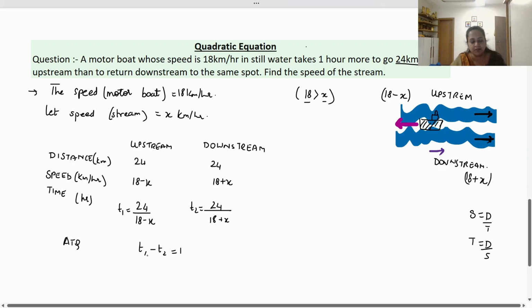Time taken to go upstream is 1 hour more than the time taken to come downstream. So we have 24 upon 18 minus x minus 24 upon 18 plus x is 1. I hope you all have understood this equation.